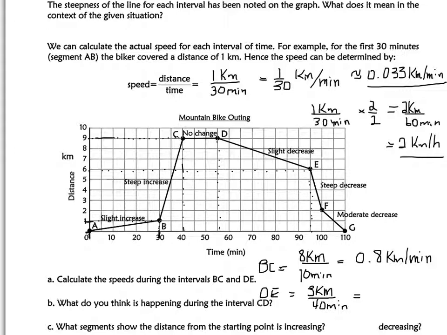And you don't usually say 3 over 40 kilometers per minute, you'd usually change that to a decimal, which would be 0.075 if you take 3 divided by 40, and that would be kilometers per minute. That one would be a little bit harder to change to 60 minutes, but again, we will learn conversion factors later on in the course. So right now it's okay to leave it as kilometers per minute. It doesn't specify kilometers per hour.